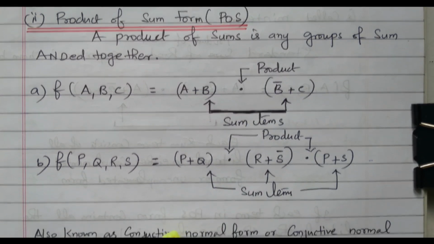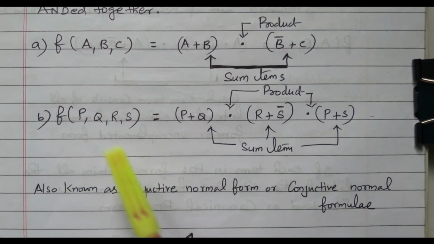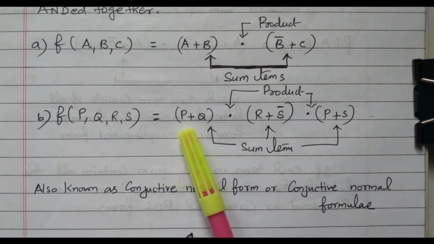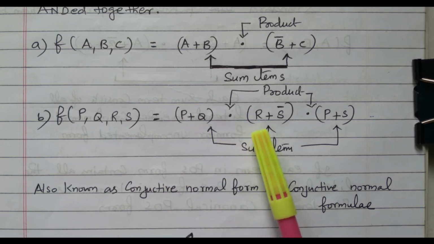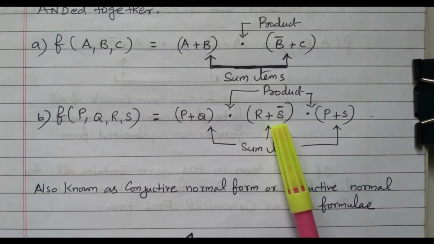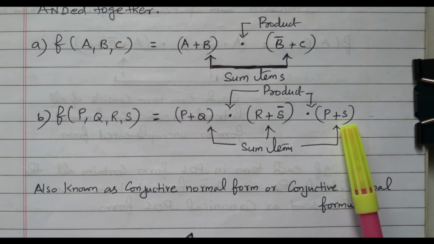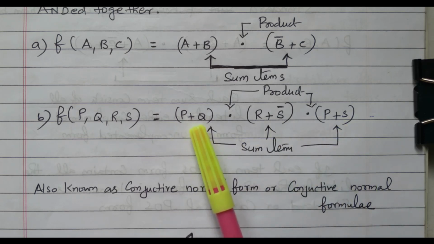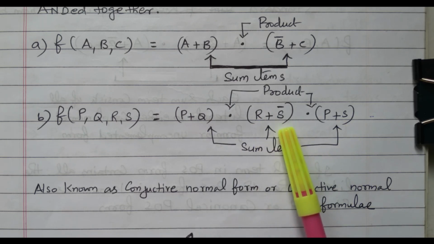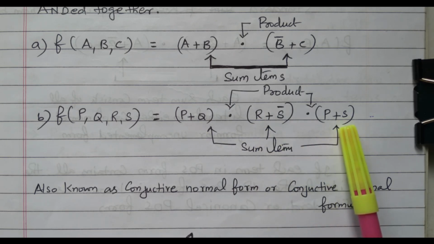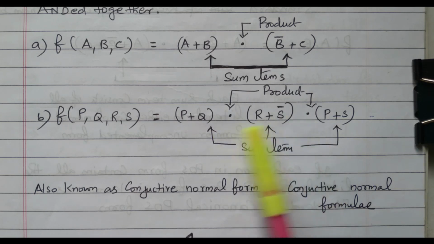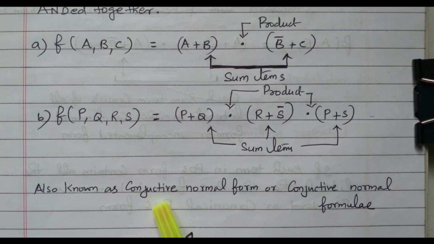And then one more expression is available, f of p, q, r, s. Here the first sum term is p plus q, multiplied by r plus s bar, and another sum term is p plus s. So p plus q is one sum term, r plus s bar is another sum term, p plus s is another sum term. These three sum terms are multiplied together, product. So it is called a product of sum terms, POS. It is also known as conjunctive normal form.